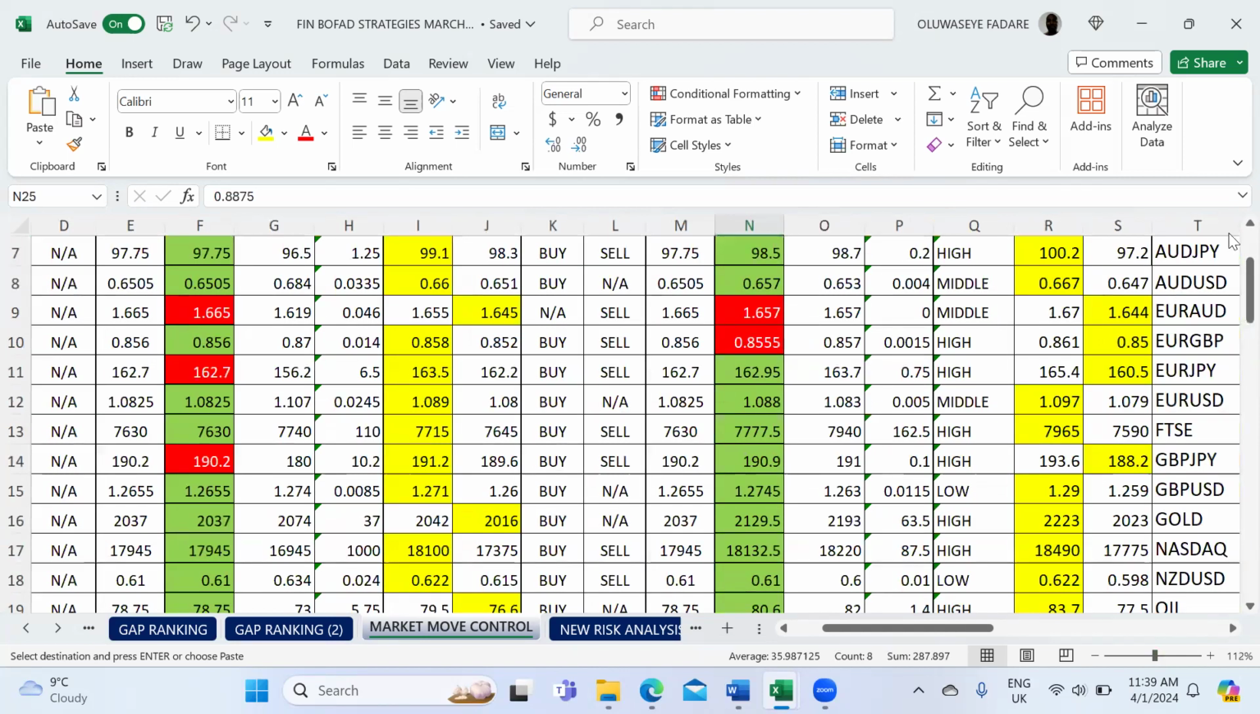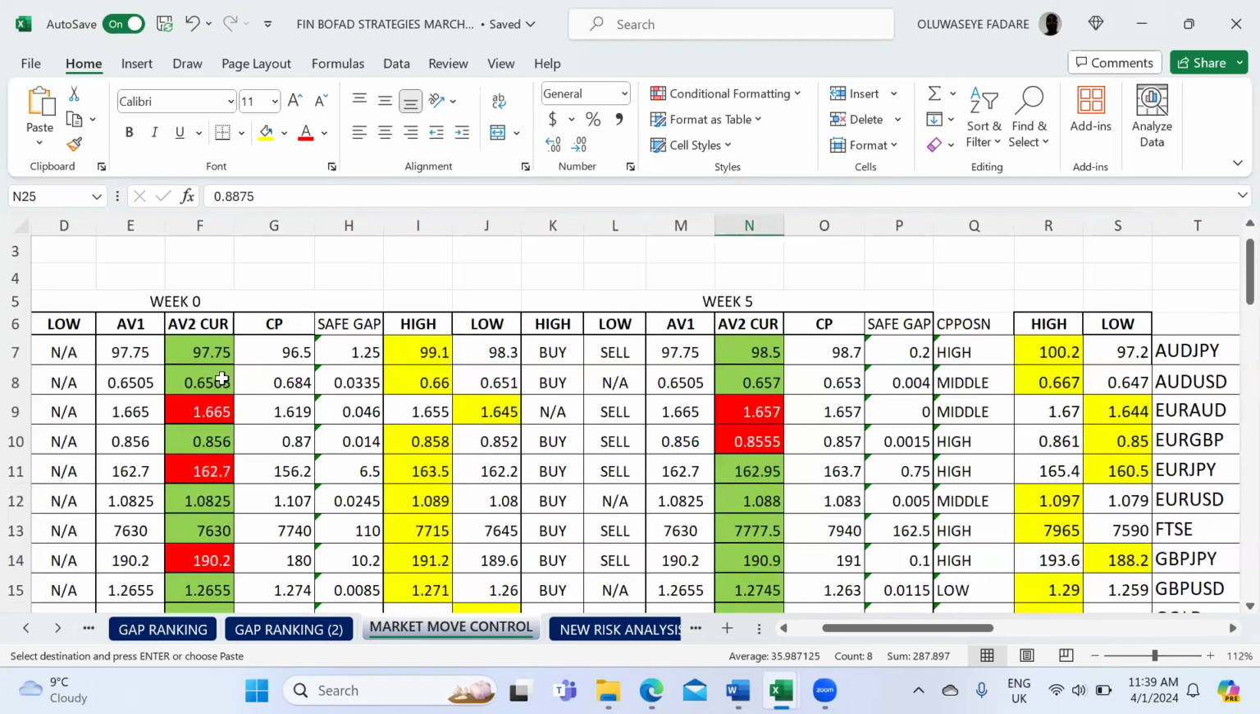Yeah, so at the end of the day, when there is a change, if the market goes up, we color it green. If it comes down, we color it red. You can see here, this initial average 2 was 97.75, is now 98.5. So what does this mean? This means that the market has grown. So this move shows that this is a buy market, okay? This also, from 0.6550 to 0.657, is a buy market, as you can see here, okay? Now, this from 1.665, it moved to 1.657. So this is a sell market.